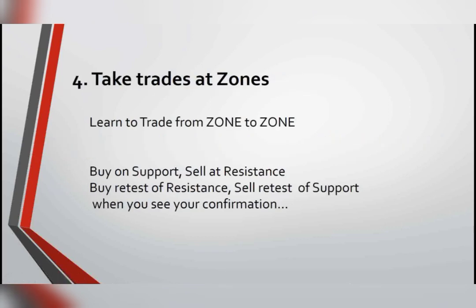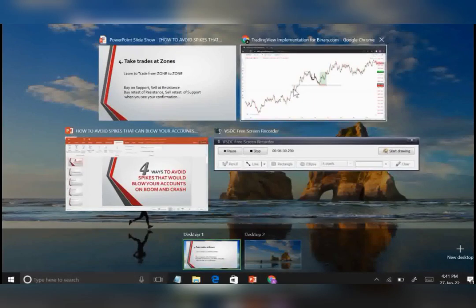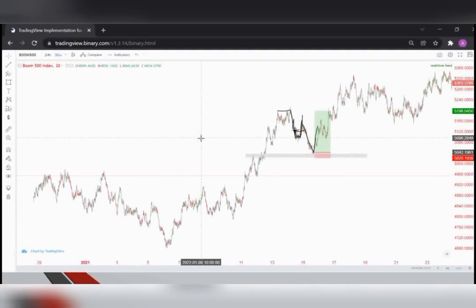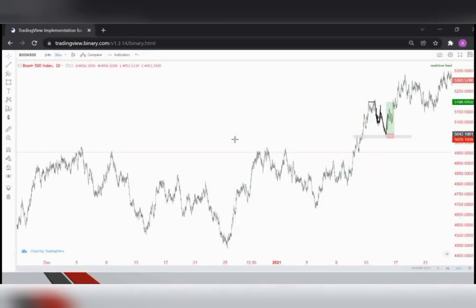Take trade at zones. Now you need to learn to trade from zone to zone. You need to learn to buy on support, sell at resistance, and then buy the retest of resistance, and then sell the retest of support when you see your confirmation. Sometimes we do have fake outs. You have fake outs in the market. Now I'm gonna give you an example of this. Let's go back to the charts and give an example of this.